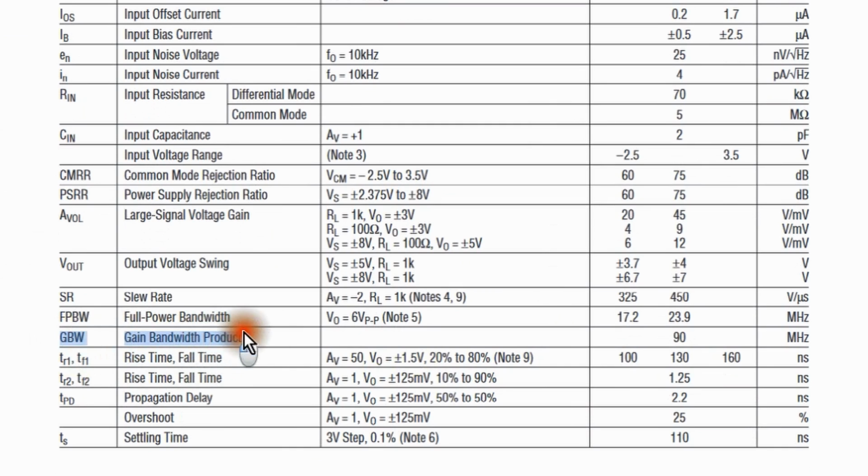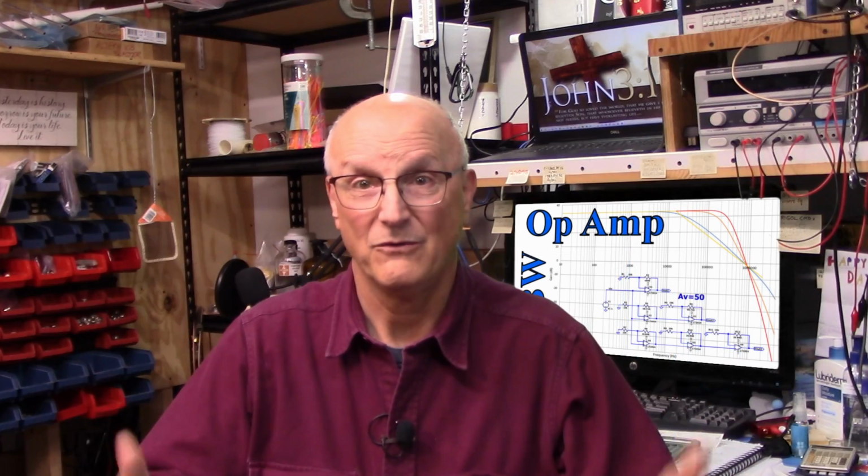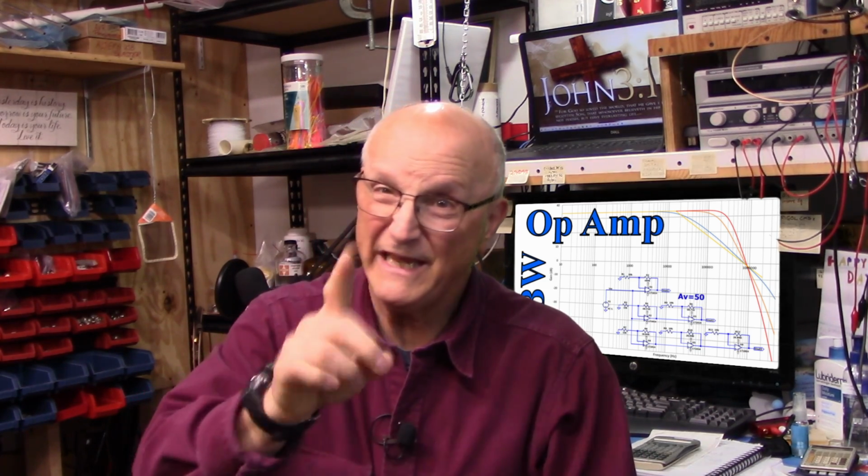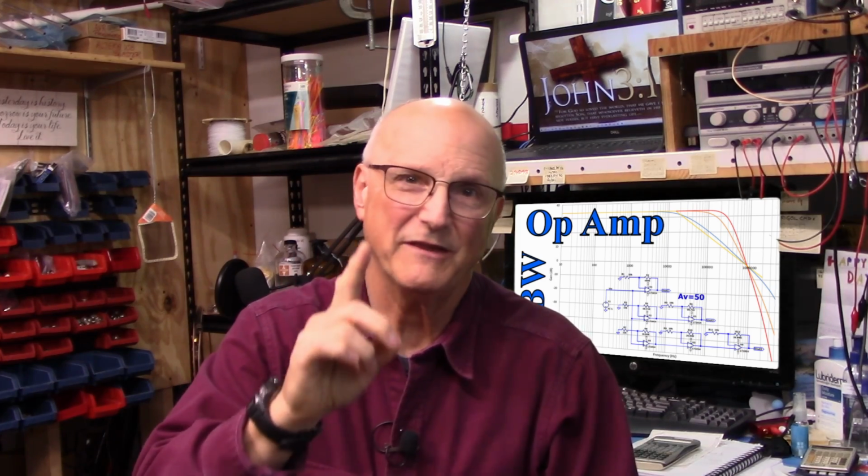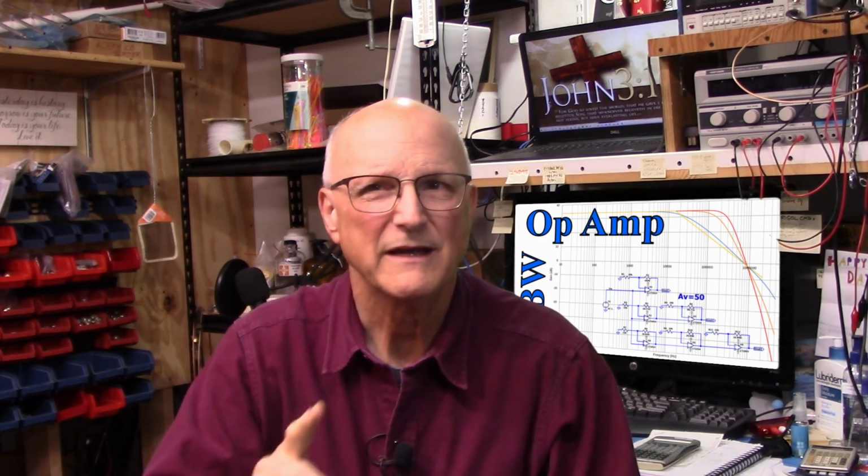I end up with an LT1191, which has a typical GBW of 90 megahertz. And you say, wow, that's kind of overkill when we only need a GBW of 59. But this way, I'm sure that the unspecified minimum is within my needs.